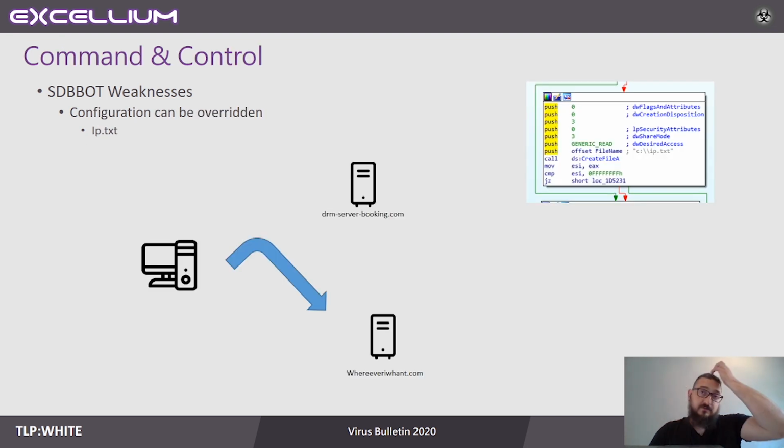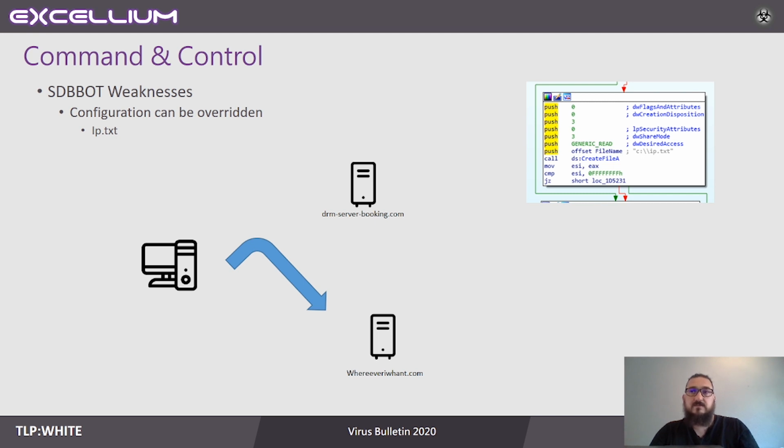So what we found out also is that SDB bot contains a solution to override the configuration. The configuration of the malware may be read from the executable or from a file ip.txt. The file ip.txt may be on the local drive at the root of the C drive or in the folder where I run the SDB bot.